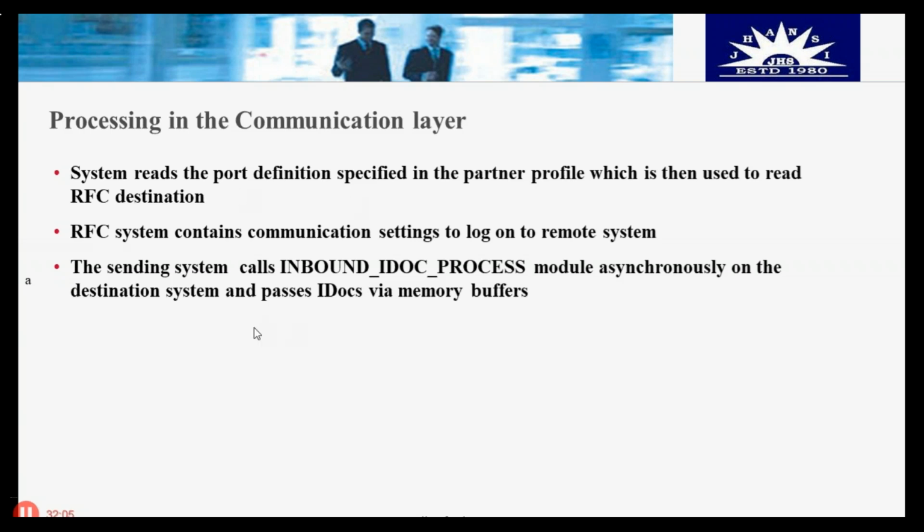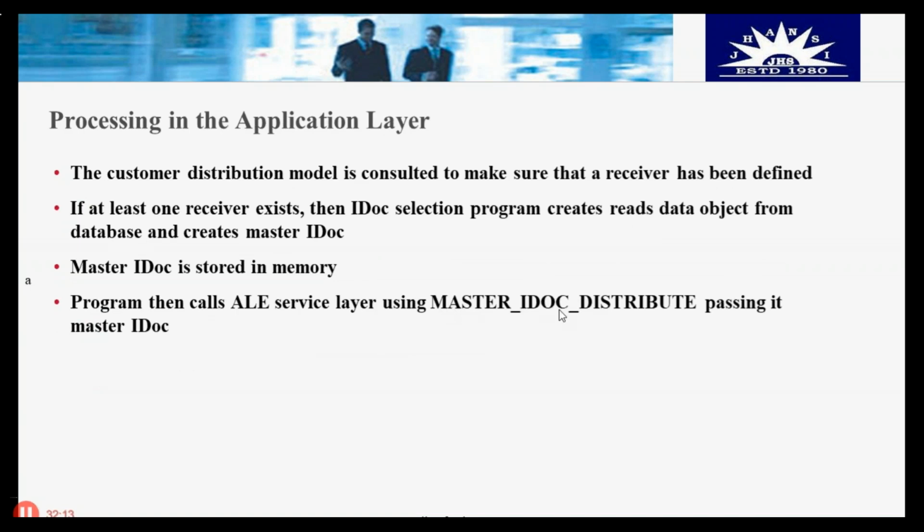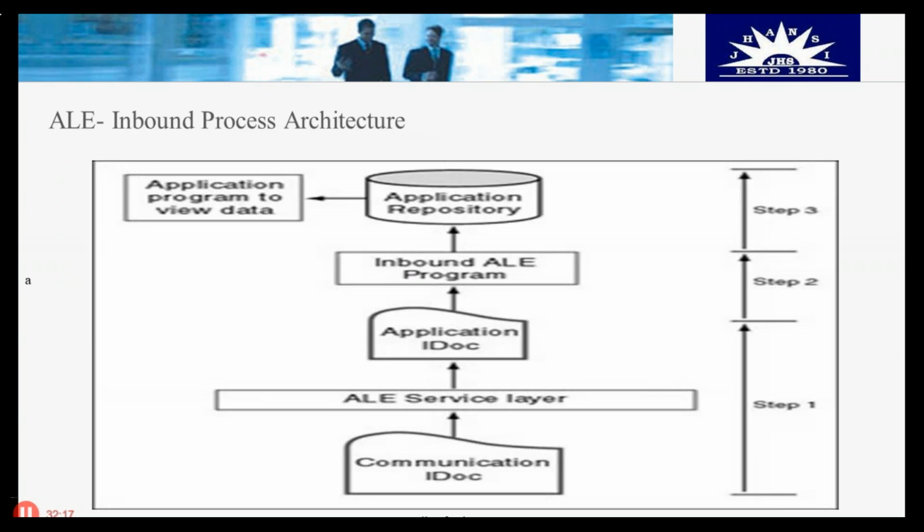Now in the communication IDoc, we use a function module called inbound_IDoc_process. In the outbound system, we have master_IDoc_distribute. Here we have inbound_IDoc_process. So, the inbound process architecture: we receive the data. What do we receive in the receiving system of the inbound process? We receive the communication IDoc. This communication IDoc passes through the ALE service layer, and then we'll get the application IDoc.